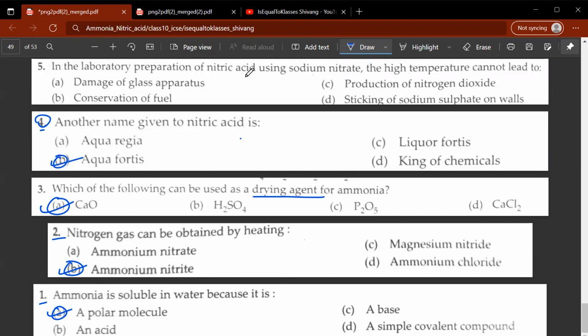Fifth question, in the laboratory preparation of nitric acid using sodium nitrate, the high temperature cannot lead to. Damage of glass apparatus is of course one effect. Then you have production of nitrogen dioxide, which is true, and sticking of Na2SO4, which is also true. So that only leaves B, conservation of fuel, which is not something that a high temperature could lead to. So this would be the right answer.